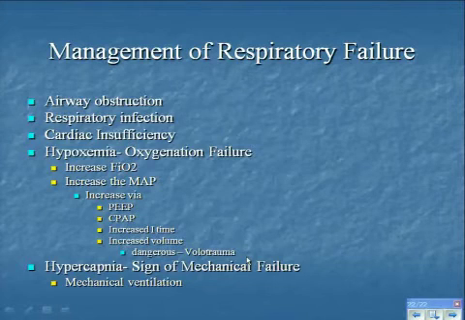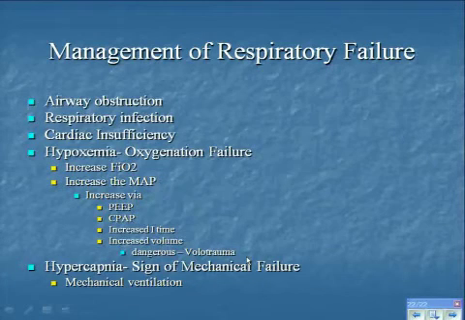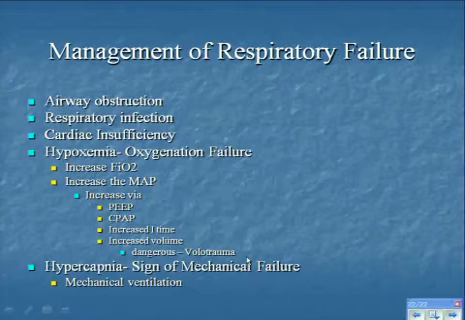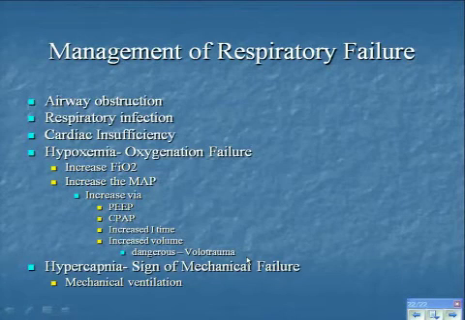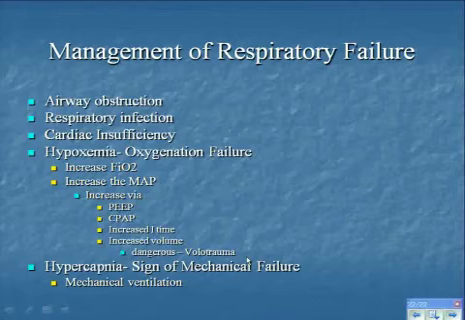Anyways, increasing your mean airway pressure is a way of treating oxygenation failure. This does not mean arterial pressure, this is mean airway pressure. So all these forms of treating oxygenation failure are basically by increasing mean airway pressure. The reason that works is because it maintains the alveoli open. Okay, the longer you maintain the alveoli open, the more chance the oxygen is going to transfer across into the blood. Okay, so that's why mean airway pressure treatments are effective for oxygenation failure.